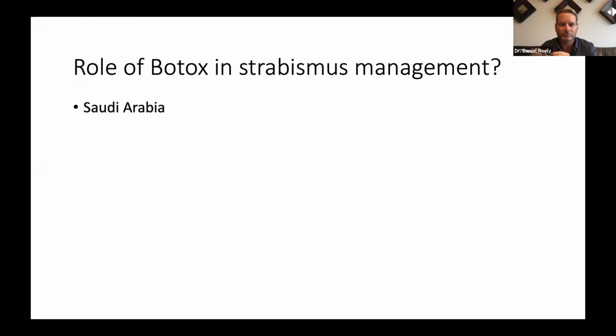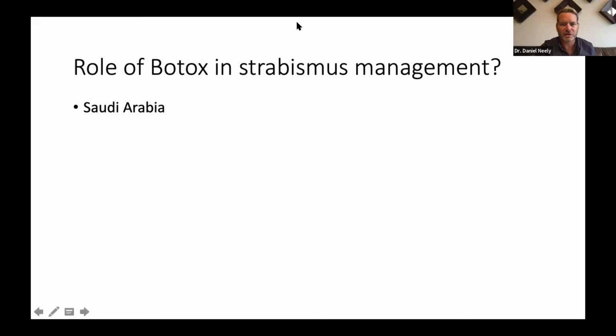I think that was kind of unique. I don't think most people do that, but he was quite happy with his results doing that. I would say that for me personally and the people that I work with, we mostly use Botox in the setting of, say, acquired sixth nerve palsy. That's definitely going to be the most common thing.